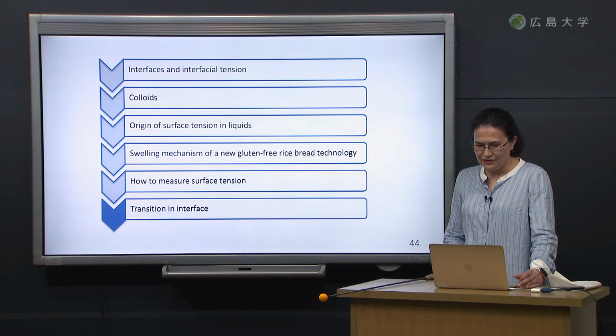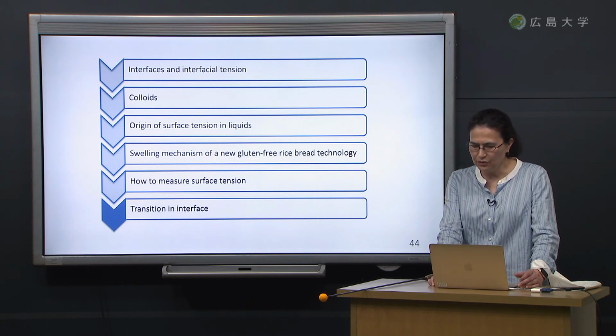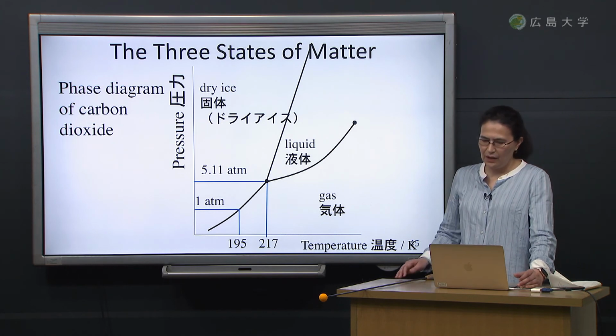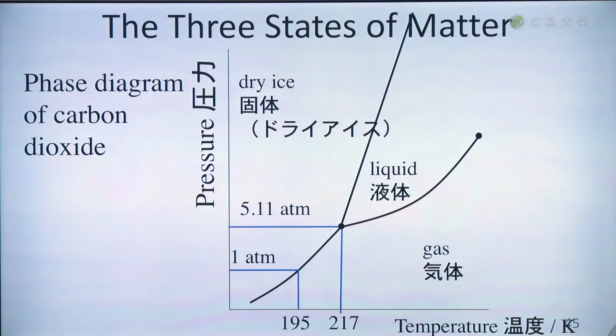Let's change the subject a little. We all know that there are three states of matter. For example, carbon dioxide transforms from solid to gas under atmospheric pressure. At room temperature, it transforms from gas to liquid, then from liquid to solid when the pressure is raised.